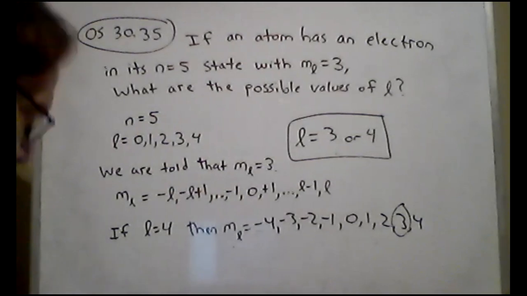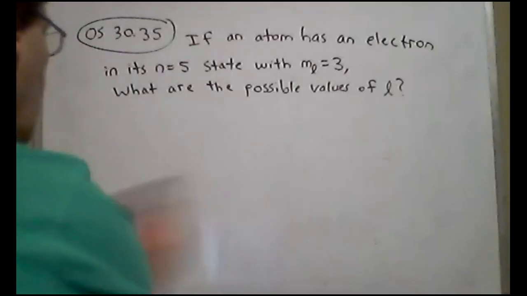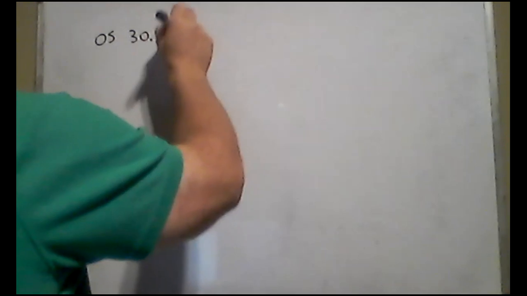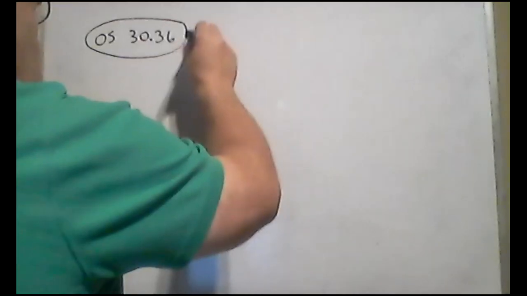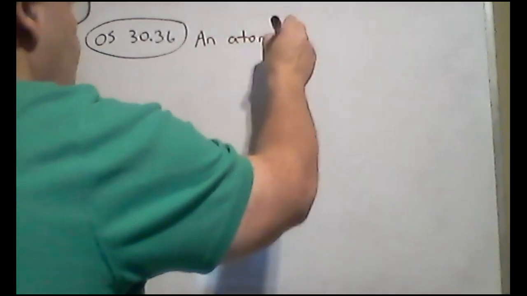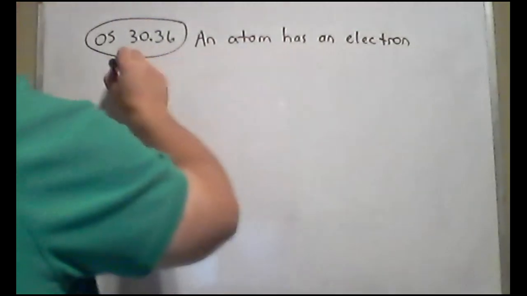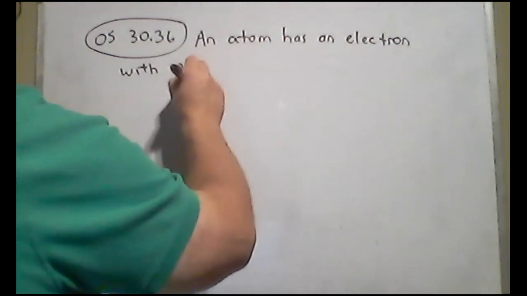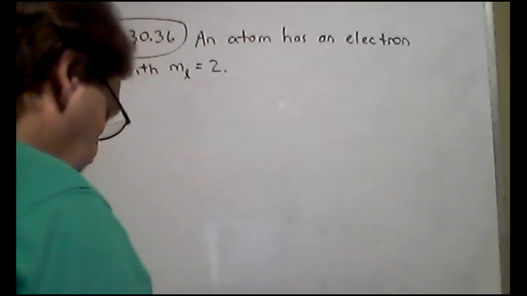Okay, look at problem 30.36. It says an atom has an electron with m sub L equal to 2. Okay, that's just a given. What is the smallest value of n for this electron?